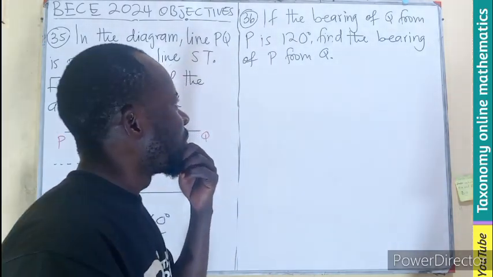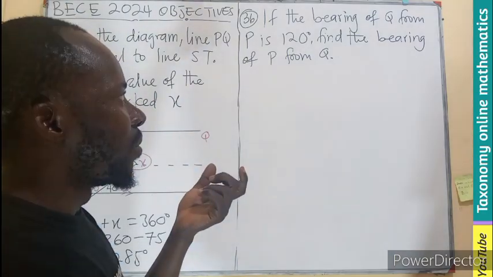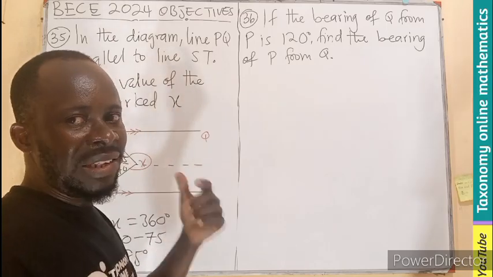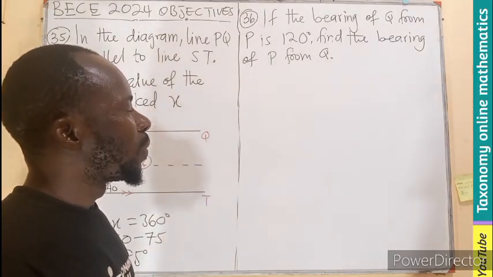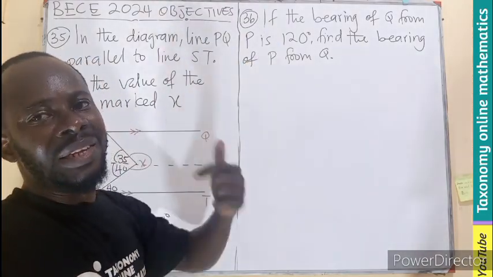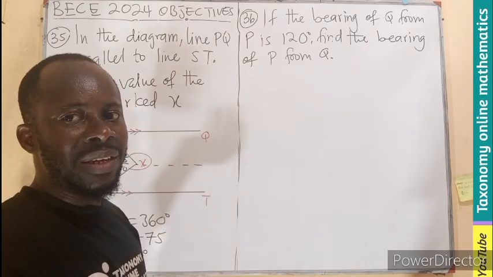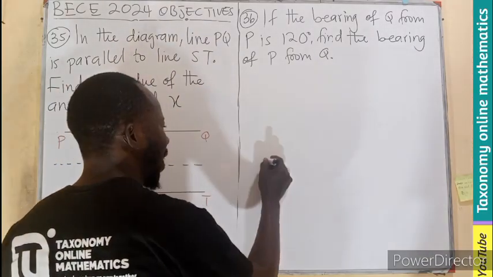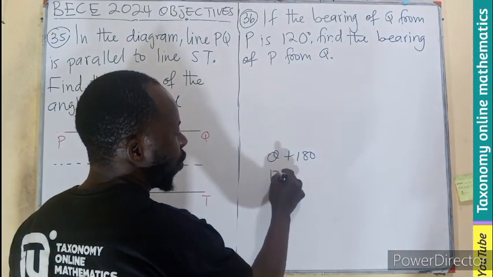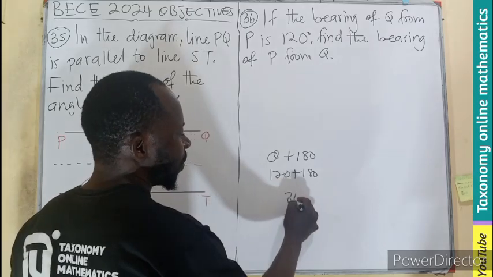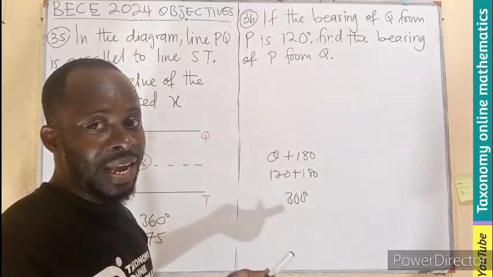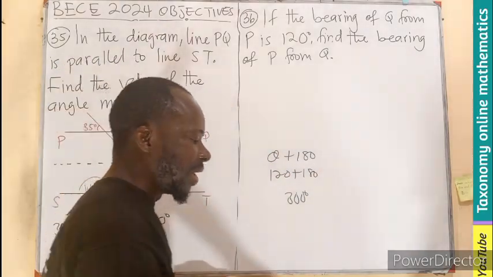Now, if the bearing of Q from P is 120, find the bearing of P from Q. That's the back bearing. So here, what we do is that if you are having a back bearing and the angle given to us, theta, is less than 180, you add it to 180, meaning the angle is going to be theta plus 180, and theta is the angle 120, plus 180, that will be 300 degrees. But this is just the direct method. This is section A. So we can use this approach to get the answer.